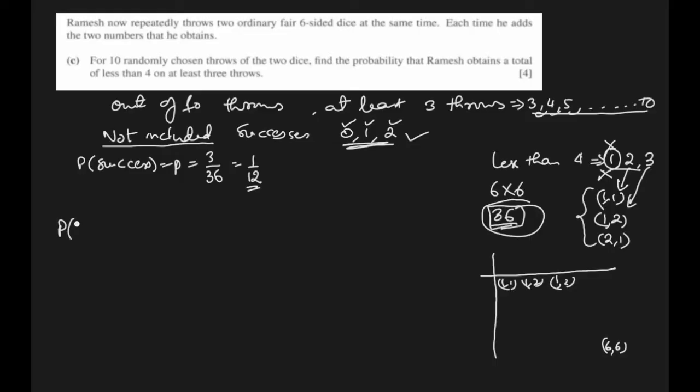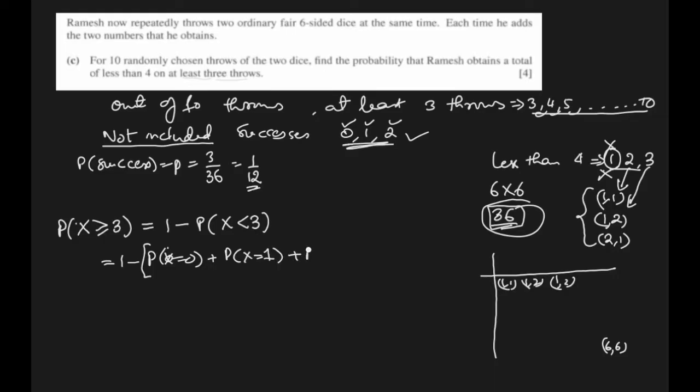Did we call success X? Okay, let's call it X. X is at least 3 throws. That means the probability of X more than or equal to 3 is equal to 1 minus the probability of X less than 3. So we can write 1 minus, probability of X equal to 0, or probability of X equal to 1, or probability of X equal to 2. Okay, so now we can convert them to binomial distribution because we want certain numbers out of 10.